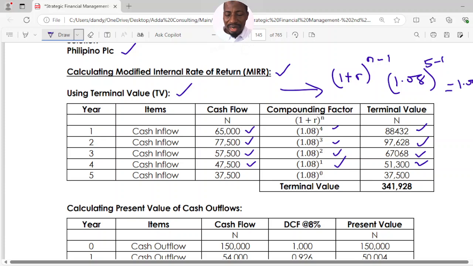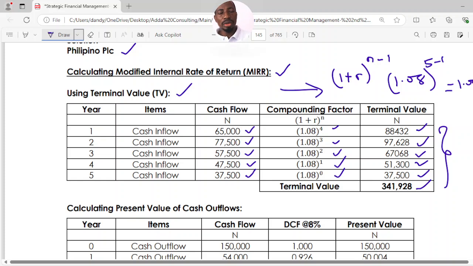All right, so the final one, which is year 5, this 37,500 occurs in the 5th year. How many more years? That's the final year, so of course that will be 5 minus 5, which is equal to 0. Anything raised to power 0 is equal to 1. That's why you are returning the cash flow there. Then you add up all the terminal values, and that's what produced 341,928. So I will keep it on one side. Then I will go to step 2.